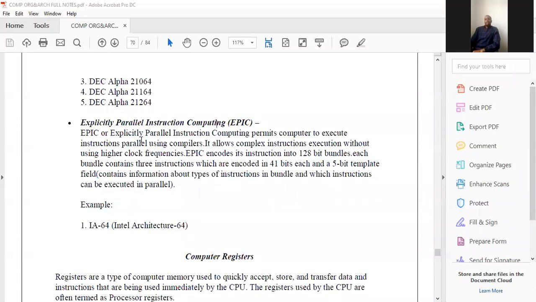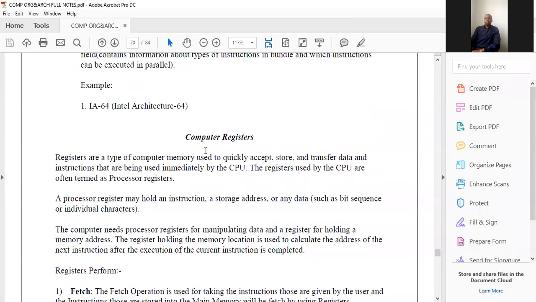Basically, EPIC processors are just processors that work hand in hand with compilers. So a compiler does what? Every instruction you give it, all the multiple instructions, are given as one. Okay, they are seen as one, and then the processor can process it. What that does is that it makes it faster, right, than even CISC.